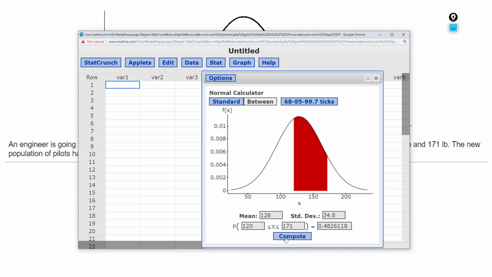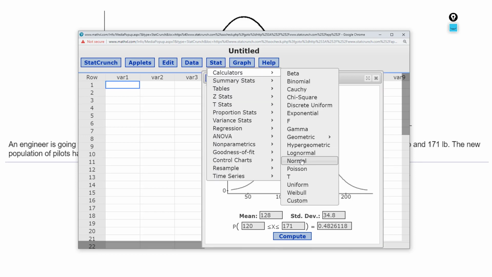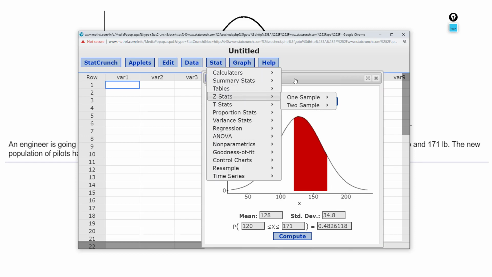And I hit compute, and you can see that I get a slightly different value than by using the exact value from the table. But like I said, the lab gives you some wiggle room, and this is certainly a lot faster. Definitely use StatCrunch. Again, that was under Stat, Calculators, and Normal. The other Z-Stat stuff we'll get to later in the course, so I just wanted you to see that.